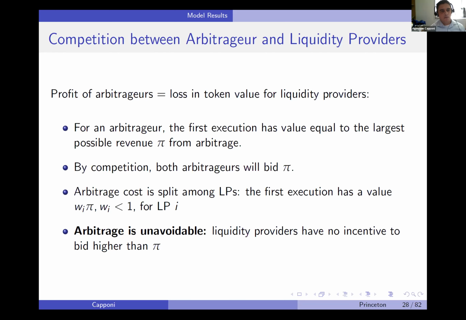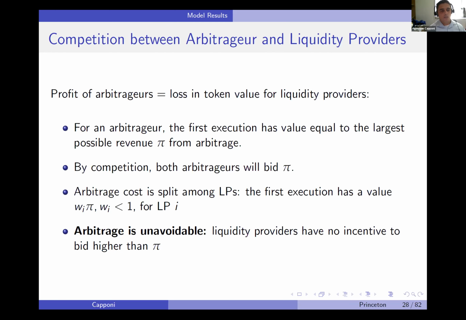Now, this means that for an arbitrageur, suppose that the profit from this opportunity is pi. So how much is he willing to pay to be executed first? Because let's keep in mind that it's very important to be the first to get executed. So he's willing to pay up to pi, right? So this means that both arbitrageurs will bid pi because they are competing. If you bid less than pi, another one will bid more than you, and therefore in the end you will lose all the value, right? You will bid exactly the amount that you would be making from the arbitrage.